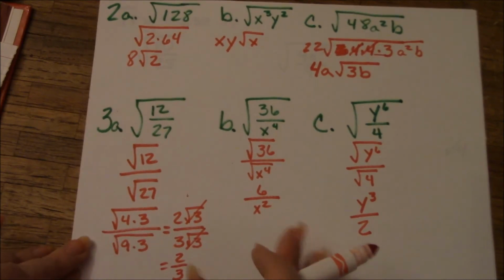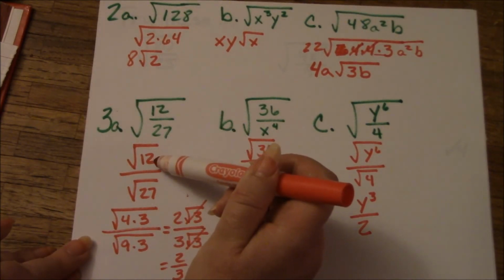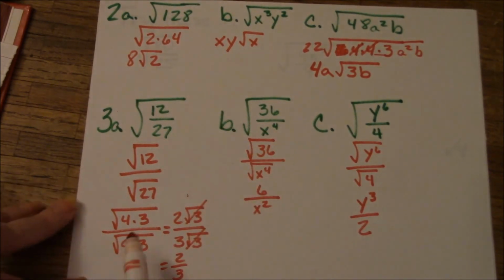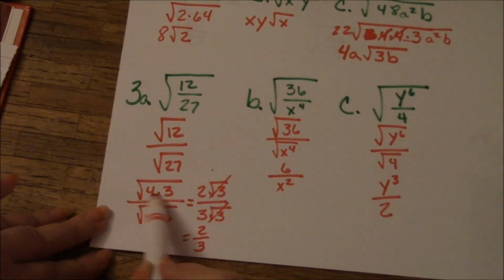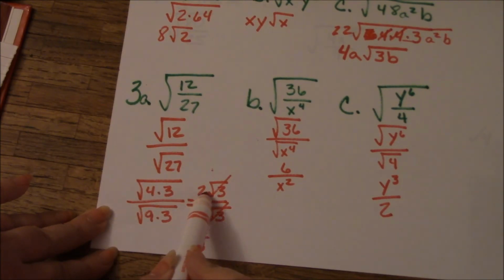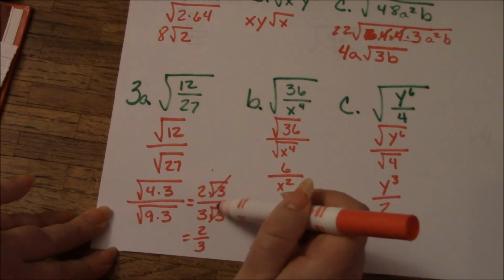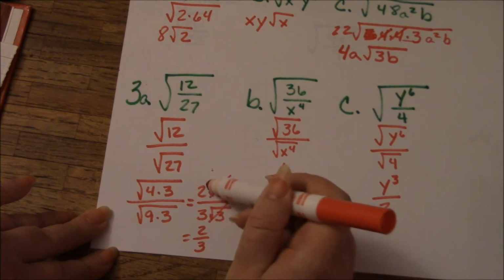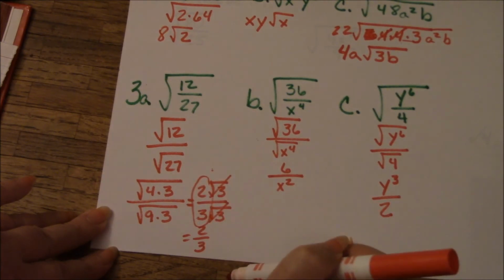For 3a, I've got the square root of 12 over the square root of 27, which gives me the square root of 4 times 3 over the square root of 9 times 3. Square root of 4 is 2 root 3. Square root of 9 is 3 root 3. And top and bottom cancel each other out, and my answer is 2/3.